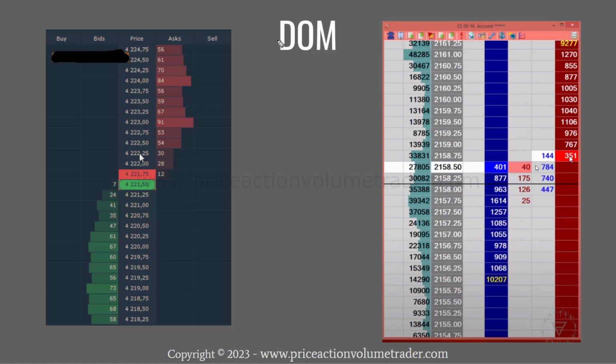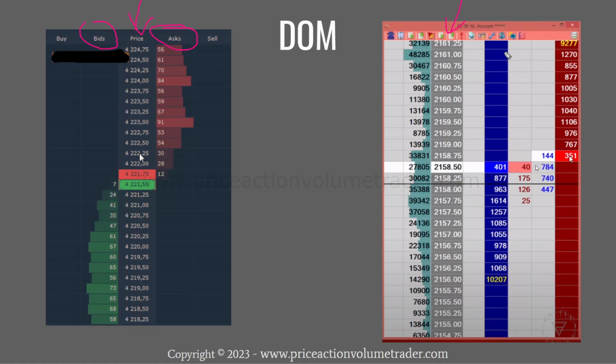So this is a depth of market of the S&P 500. This is obviously a very old one. As you can see, this is from 2016, where the S&P was in the 2000s. This is much more recent. We've been around the 4200s. But basically on a DOM, you have your price column right here, and then you have bids and asks.